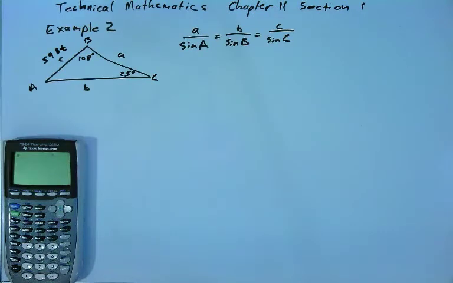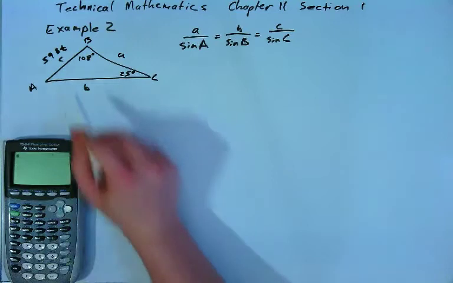This is example 2. Again, we have an acute triangle, and we know that the length of side C is 59 feet, angle B is 108 degrees, and angle C is 25 degrees. And so again, this is not a right triangle. We can't use just the trig functions alone. We need to use the law of sines.